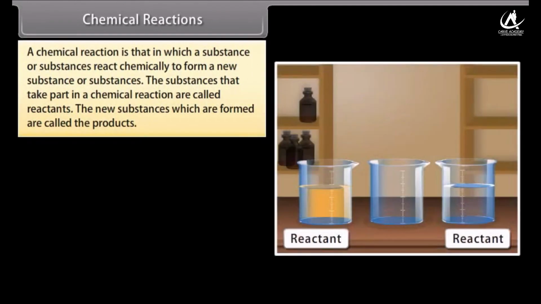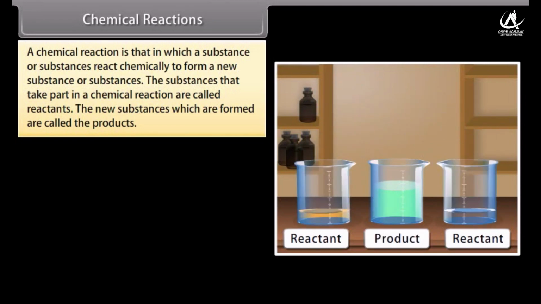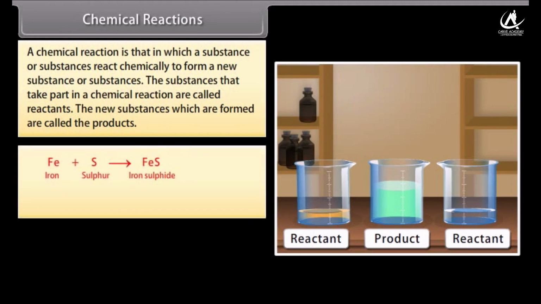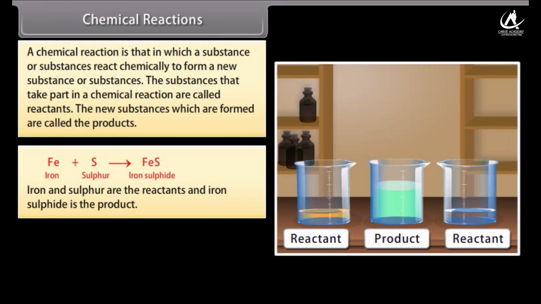Chemical reactions. A chemical reaction is one in which a substance or substances react chemically to form a new substance or substances. The substances that take part in a chemical reaction are called reactants. The new substances which are formed are called the products. Iron plus sulfur gives iron sulfide. Iron and sulfur are the reactants and iron sulfide is the product.